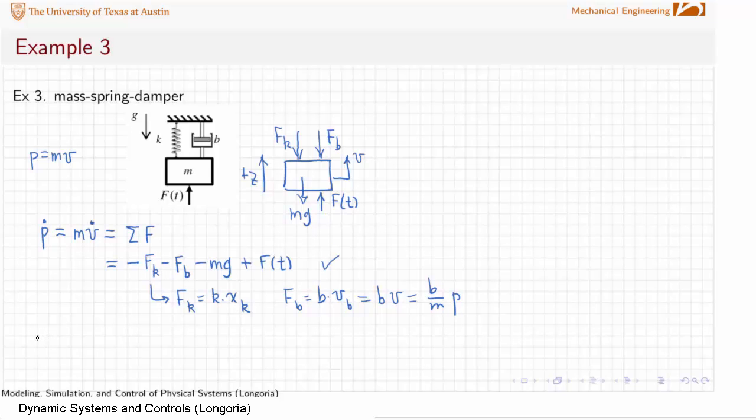Then you'd need another state equation for the spring, but that one is easy because we know that the velocity of the deflection of the spring is also just equal to the velocity of the mass, and that's equal to P over m, and that's your second state equation. So here's your first, and here's your second state equation, and then you'd be done.